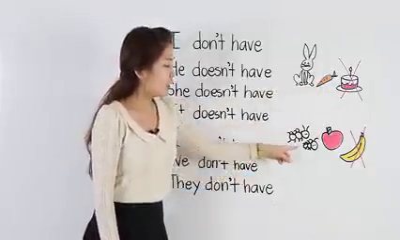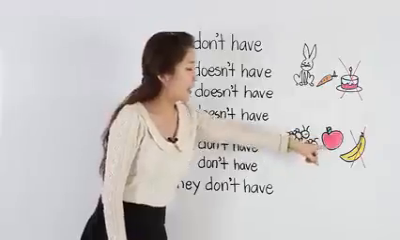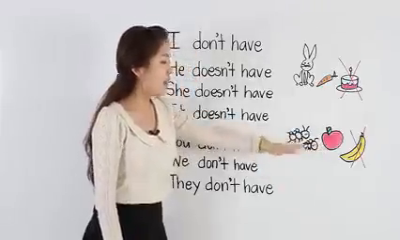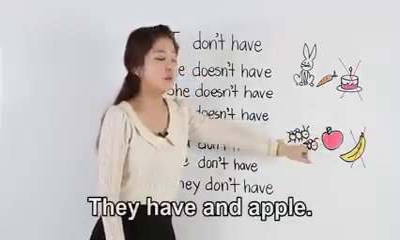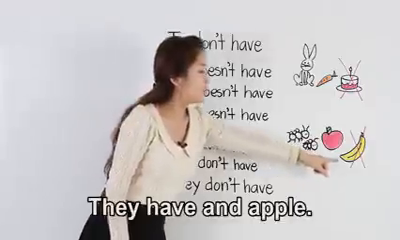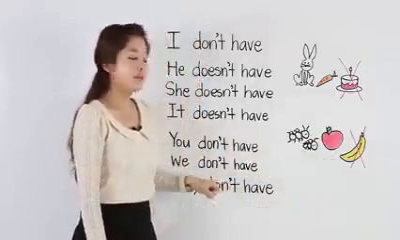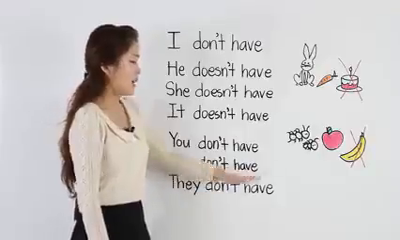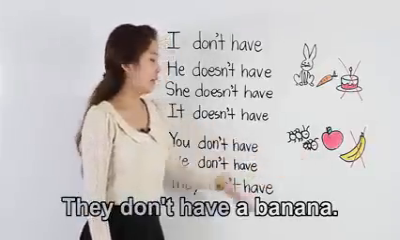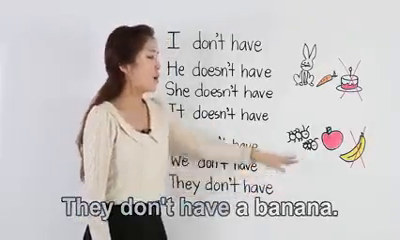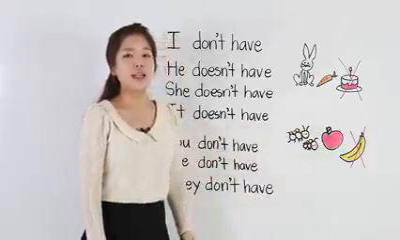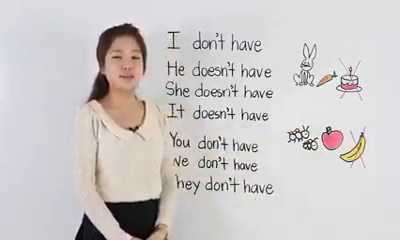Okay, now here we have the ants and an apple. So we said, they have an apple. Okay, but for this banana here, we have to say, they don't have a banana. They don't have a banana. Okay, let's move on to some more practice.